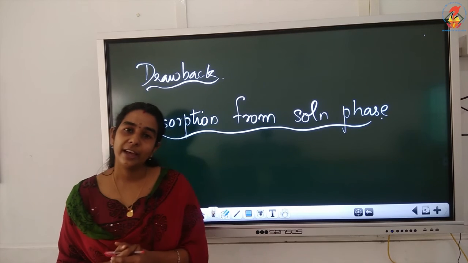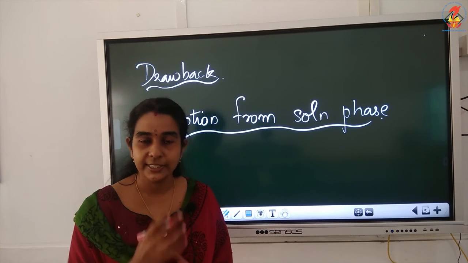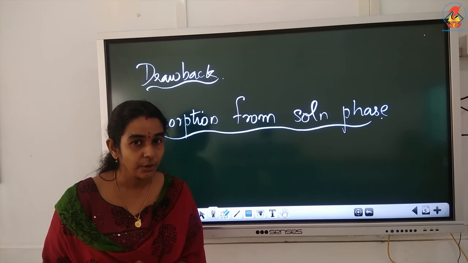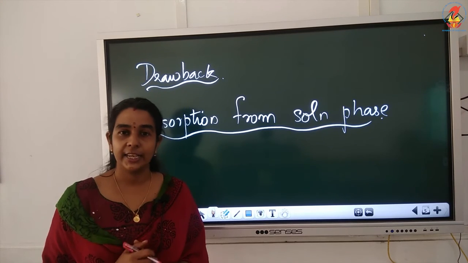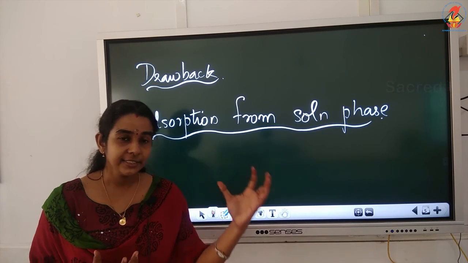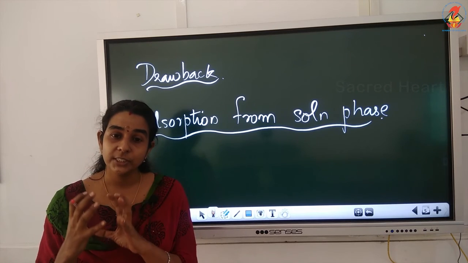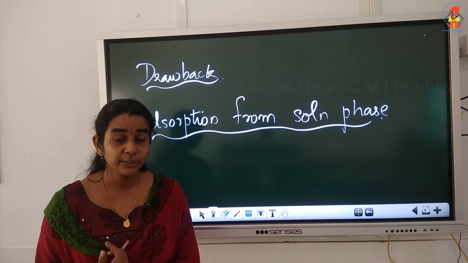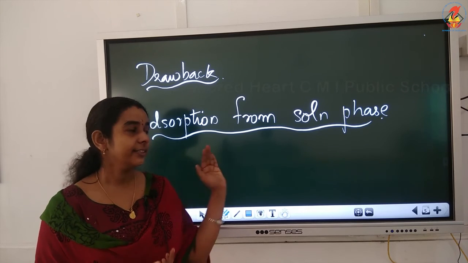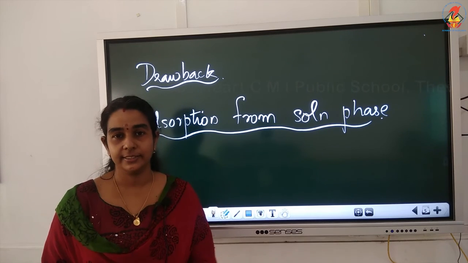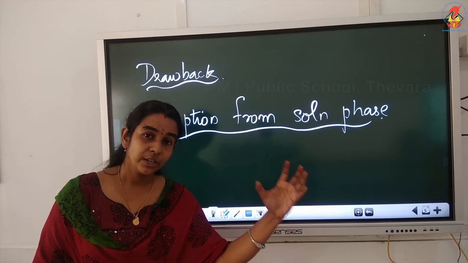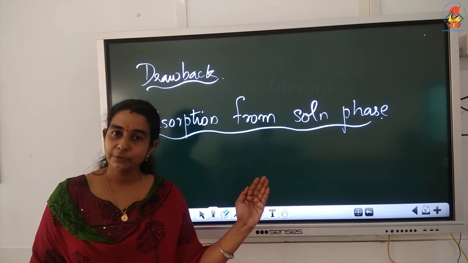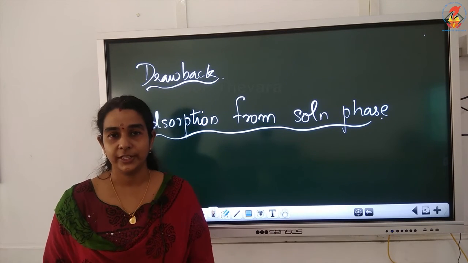So suppose we have a concentrated solution of acetic acid, to this I am adding powdered charcoal, and I am shaking. So what happens? The acetic acid molecules will be adsorbed on the surface of this charcoal. So the strength of the solution, the strength of acetic acid, decreases. So acetic acid molecules are adsorbing from solution phase. So this is an example of adsorption from solution phase.